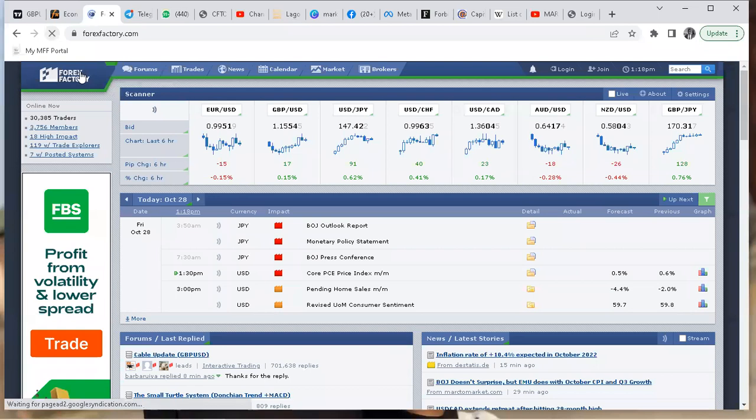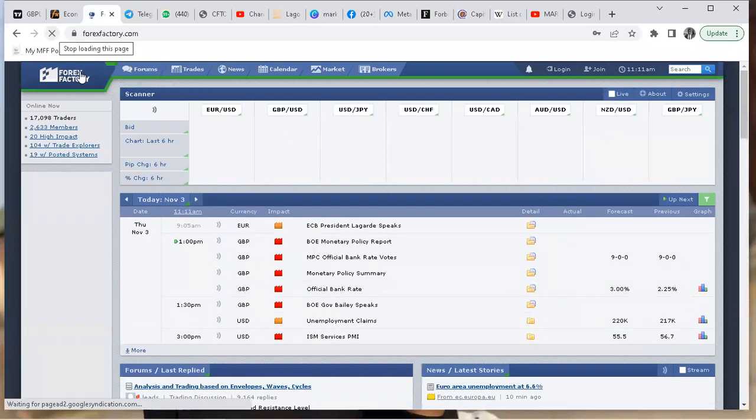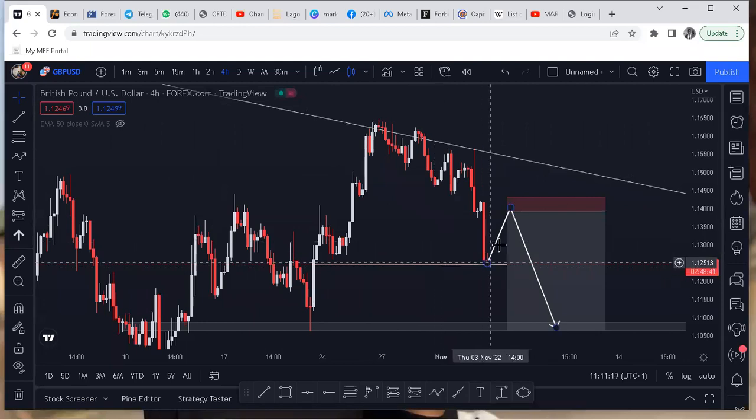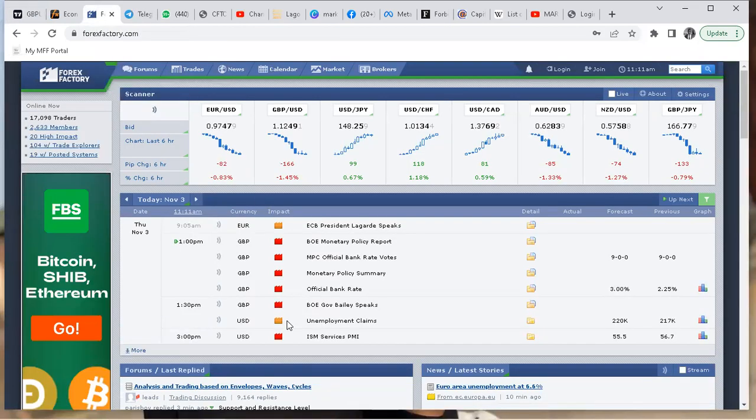Everybody knows our news that happens. So 1 p.m. there is news on GBP. Well, let's see what happens. Maybe that's the news that will help it to move up, because it's supposed to buy. Like I said, it's supposed to buy before it sells. So maybe that 1 p.m. news will move it up. I don't know. But that's it.